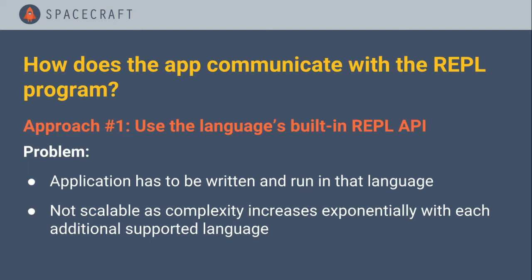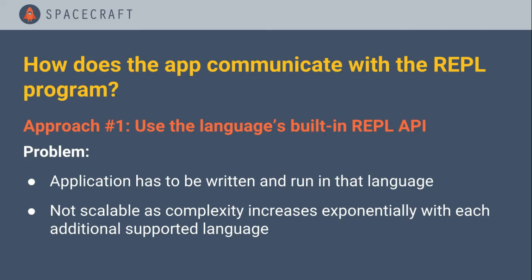So the question comes, how does the app actually communicate with the REPL program? Now, there are three approaches which we discovered. The first one is pretty obvious. It's just using the language's built-in REPL API. For example, Node.js provides a REPL module where we can include it in application code, call methods and pass in the code, and then call some other methods, which will return the evaluation result.